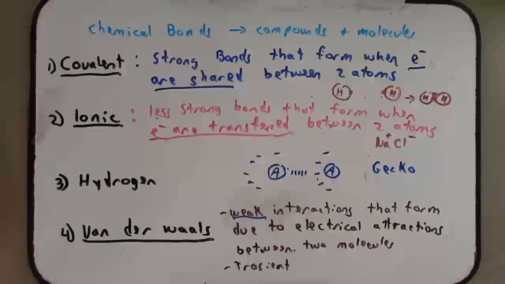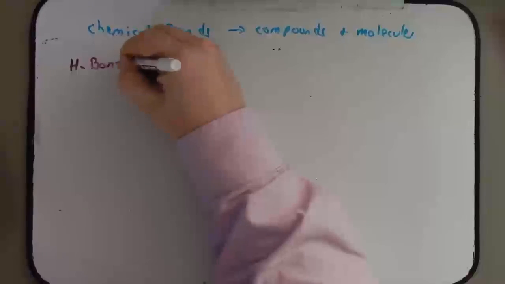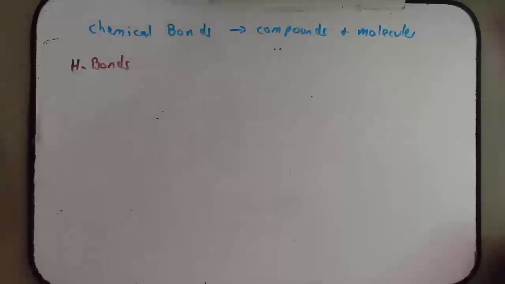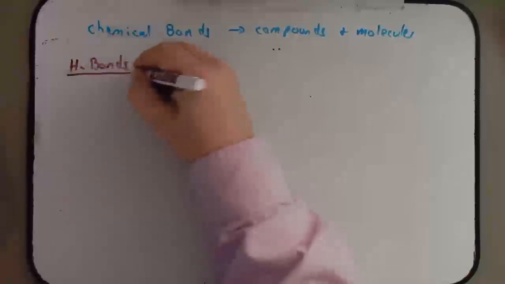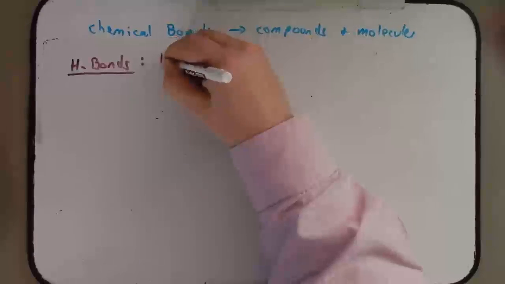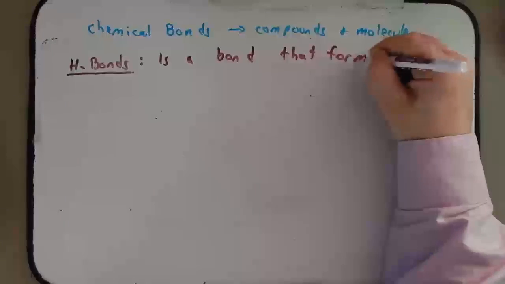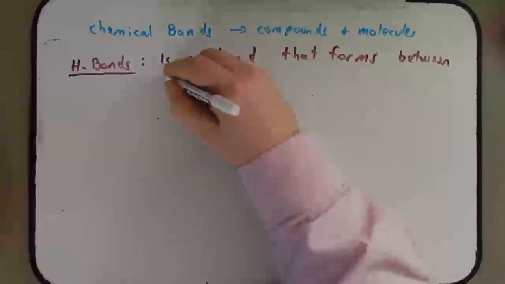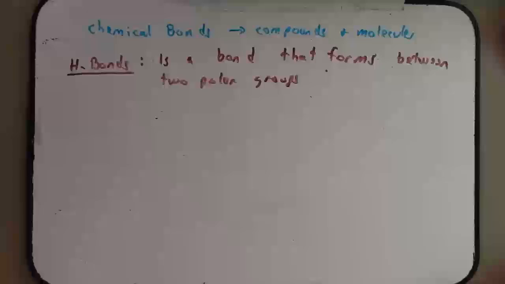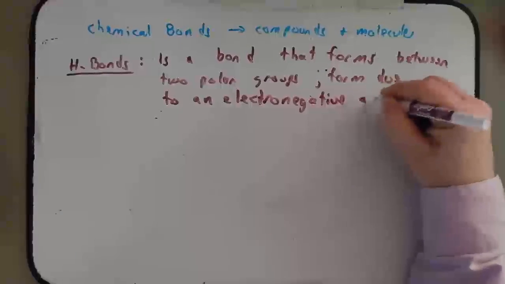Now, I'm going to erase this so I can spend a little bit more time talking about hydrogen bonds. Alright, so hydrogen bonds. These are weaker individually than covalent and ionic bonds, but stronger than van der Waals. Just like van der Waals, though, even though they're weak singularly, when you have a lot of them together, they are very strong. So, a hydrogen bond is a bond that forms between two polar groups, and they form due to an electronegative attraction.